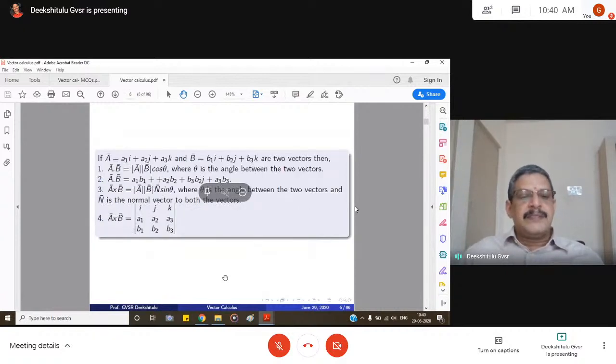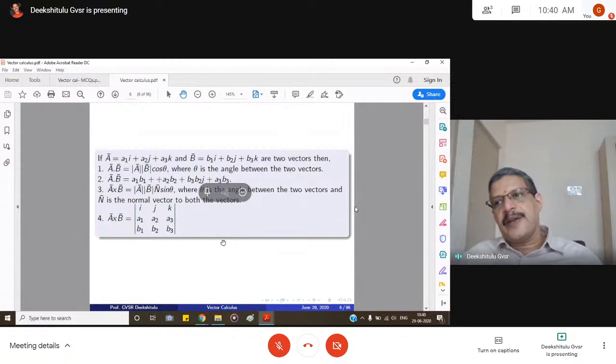So, some more basic things. If a bar is equal to a1i plus a2j plus a3k, and b bar is equal to b1i plus b2j plus b3k, these are two vectors. You need these properties to find the angle between surfaces and other things. I'm recapping these definitions so that you get accustomed to using them.